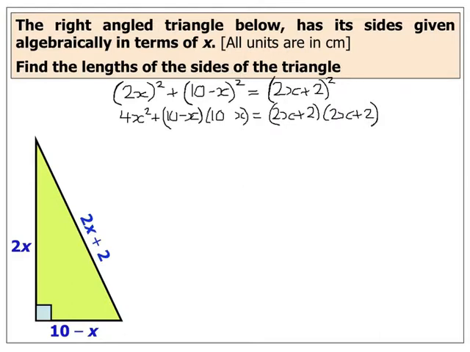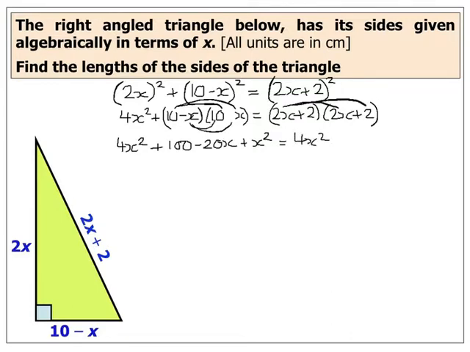So now let's expand that. I'm still going to have this 4x squared term on the front, but when I expand that I'm going to get 100, and I'm going to get minus 10x minus another 10x, which will be minus 20x, and then plus this x squared here, that's minus x times minus x. The right hand side will give me 4x squared, and then plus 4x, plus another 4x, and then plus 4.